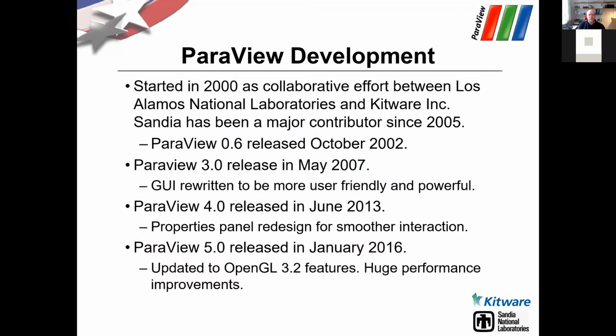As I said before, it was started in 2000, and it's a collaborative effort with the Los Alamos National Laboratories and Kitware. Kitware also develops the CMake build system, so they have a lot of experience in software development. The current version, this release, is actually 5.8, and I think 5.8 was released just a couple of weeks ago, 5.8.1.